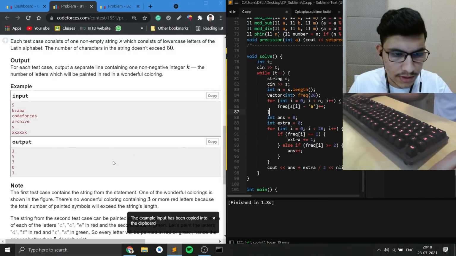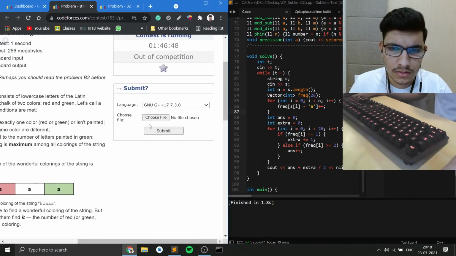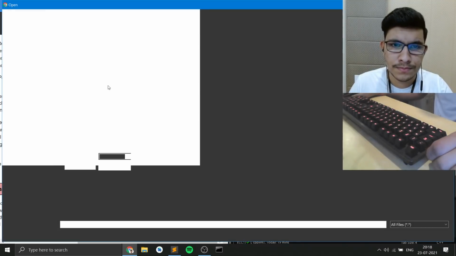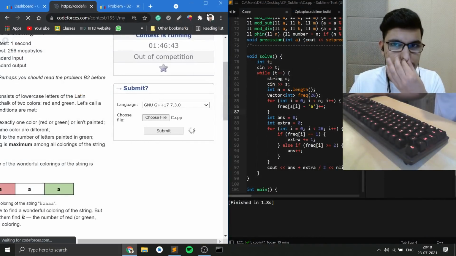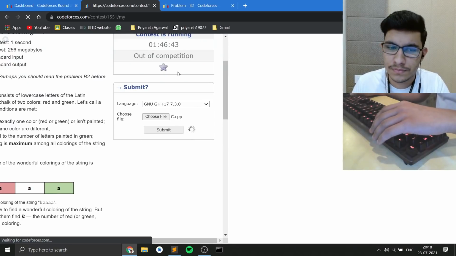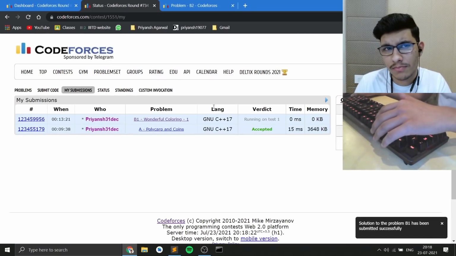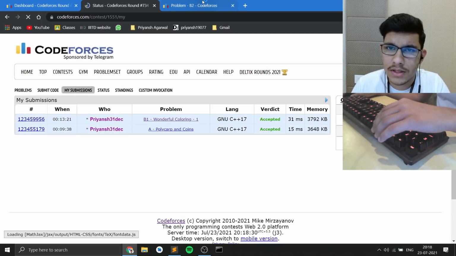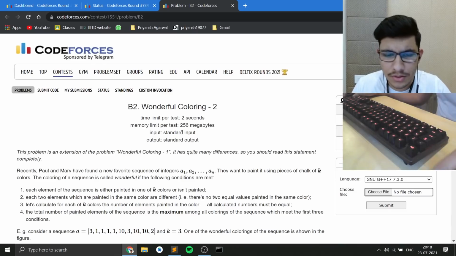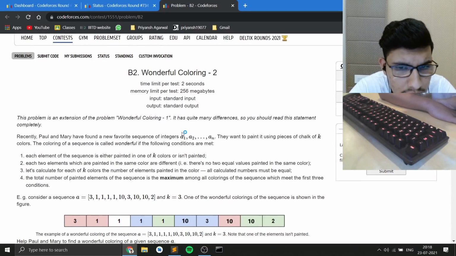So I have 2, 5, 3. Okay, this is fine. Let's submit this. So basically, if there is a character occurring more than 2 times, you pair it with itself, and the others which are left, you can just pair any one of them, any two of them, like you want.